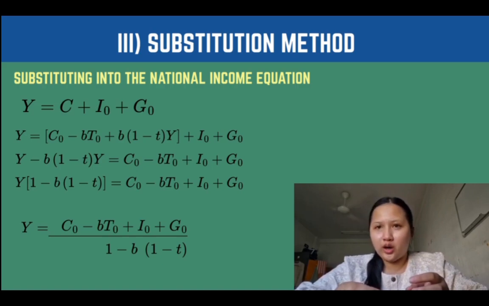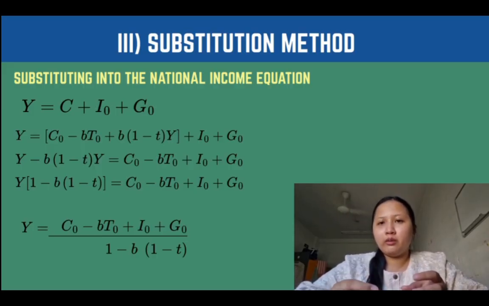Next, we factor out Y, which gives us Y times the quantity 1 minus B times the quantity 1 minus T equals the sum of our autonomous variables. Finally, by dividing both sides, we find the equilibrium level of income, Y. Y equals C naught minus B times T naught plus I naught plus G naught, all over 1 minus B times the quantity 1 minus T.